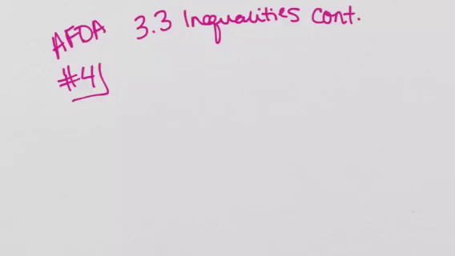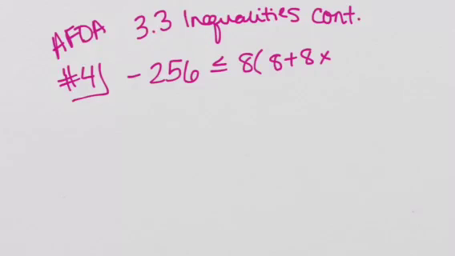Okay. If you get a false statement, then there's no number that you can pick that you can plug in and it will work. Okay, so let's look at number 4 here and see if this turns out to be a special case or just a regular answer that we have to graph. Okay, so here I have negative 256 is less than or equal to 8 times the quantity of 8 plus 8x. Okay, now I cannot combine inside of my parentheses, those are not like terms.